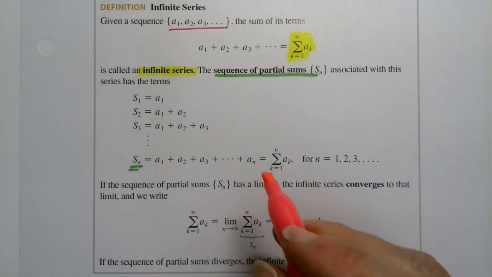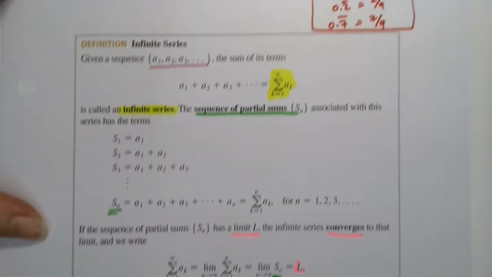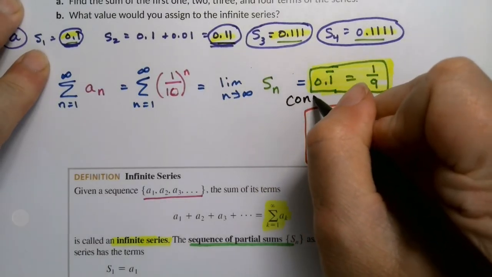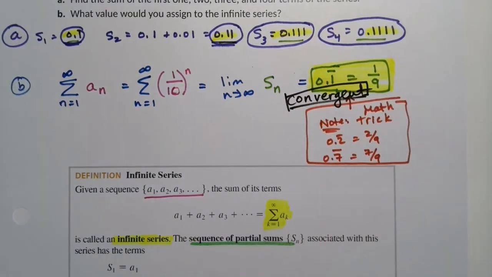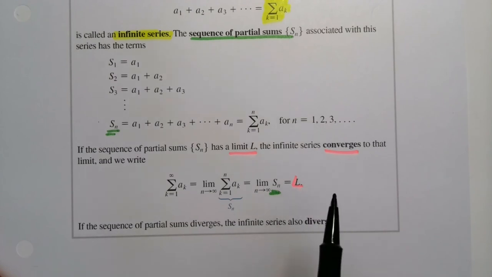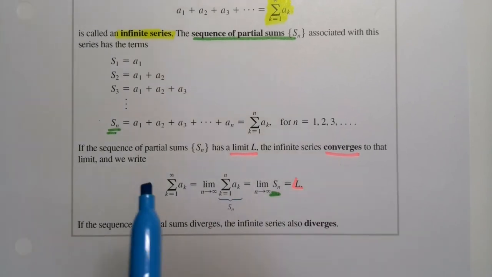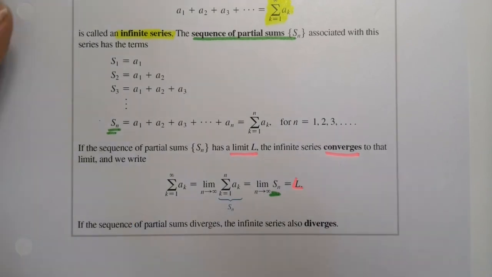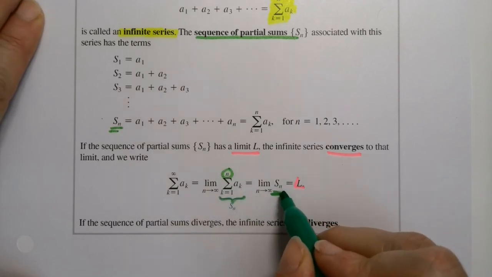So if you get a number L, if it has a limit L, then we say it converges. Like this one above converges. I can add that. This is convergent. Right? Because it converged to 0.1 repeating. If it converges to a specific value, wonderful. And then this sequence is your partial sums. Right there, green. That piece, when you stop at n, that's your partial sum, n.